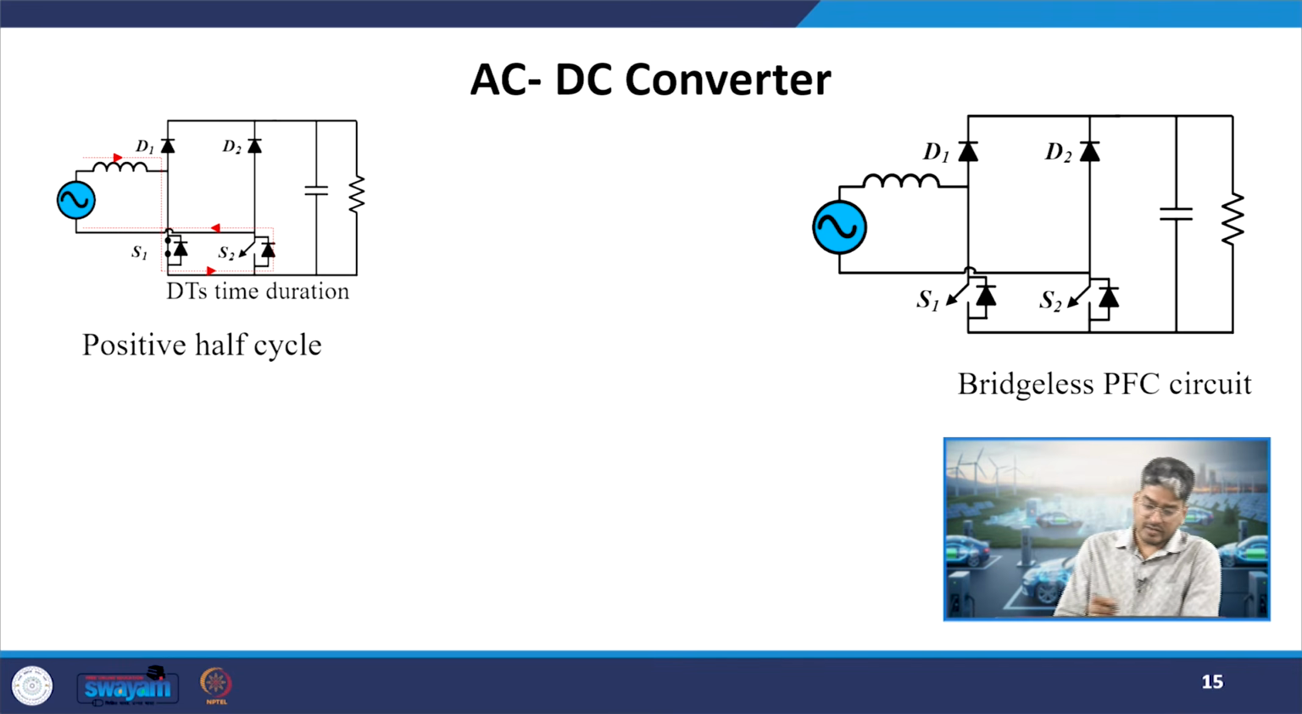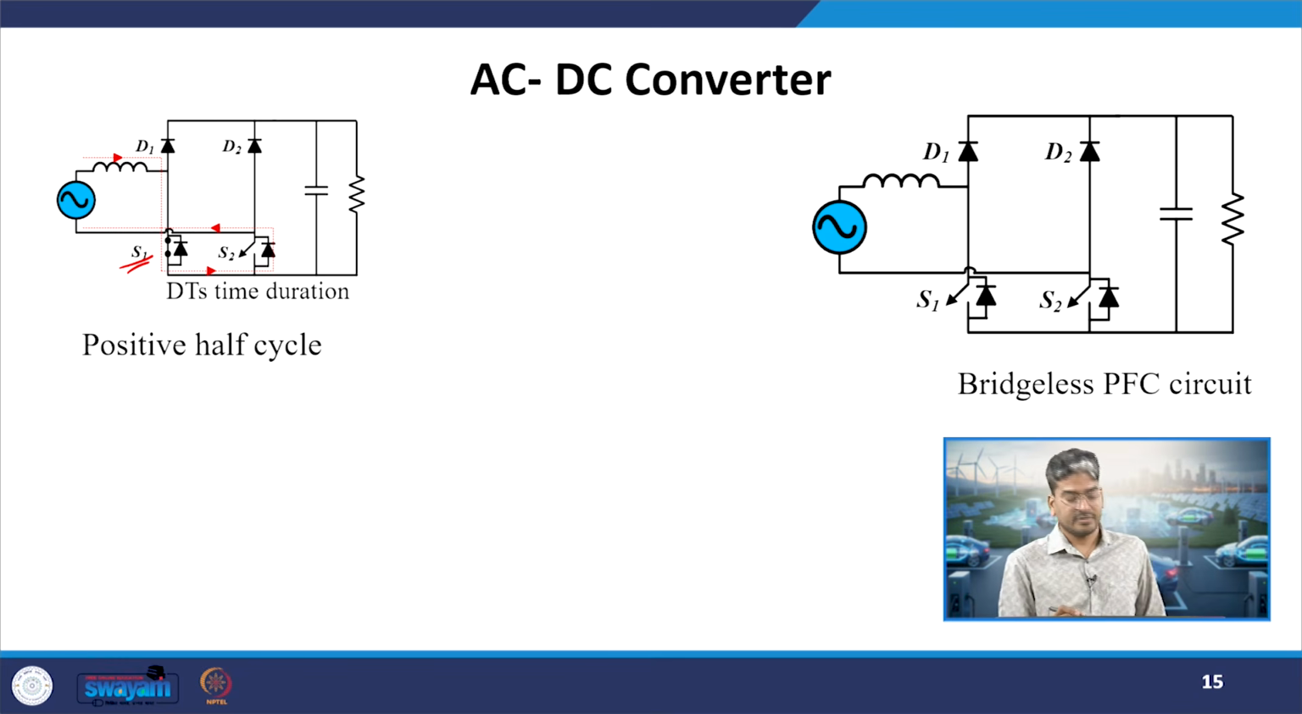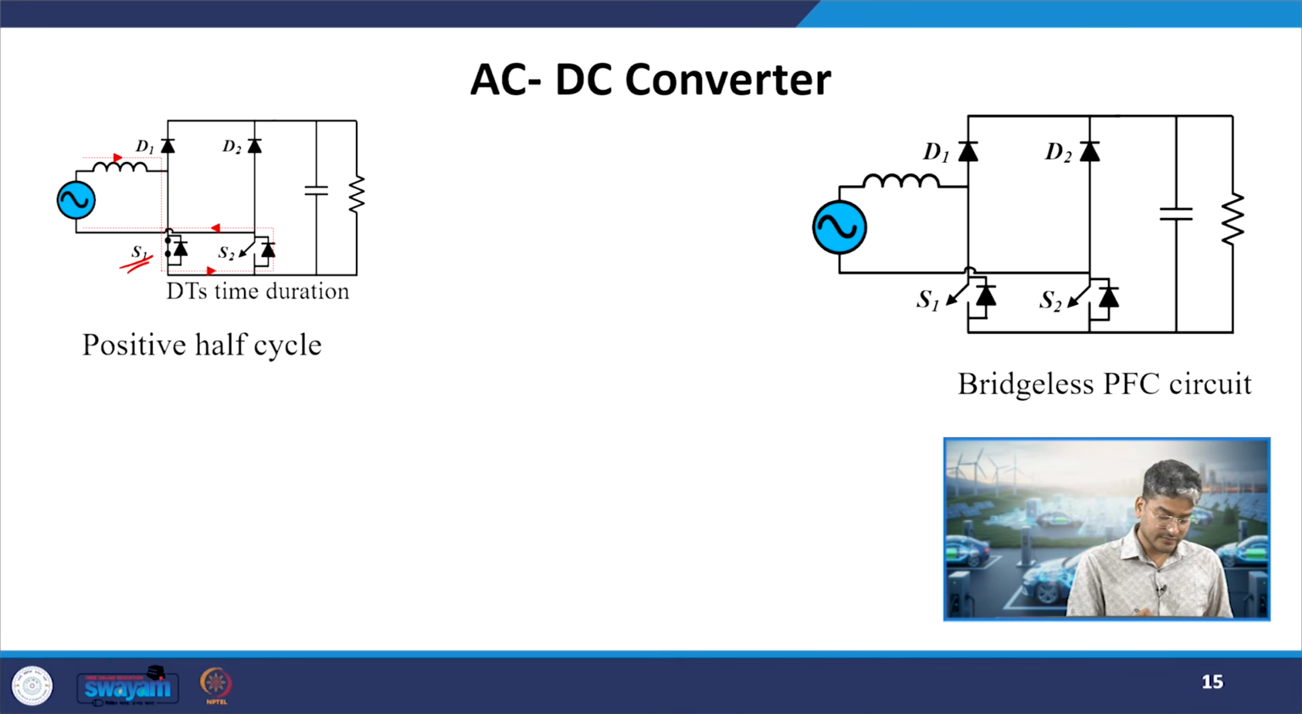Now, what will be the operation of this converter when the switch is on? In the positive half cycle, I will turn on this S1. So, we will get 2 equivalent circuits for each half cycle. We are now going for the positive half cycle. In this, the AC voltage will be positive, and now I have turned on S1. So, what will happen to the current? The path is shown over here. The inductor is now charging.